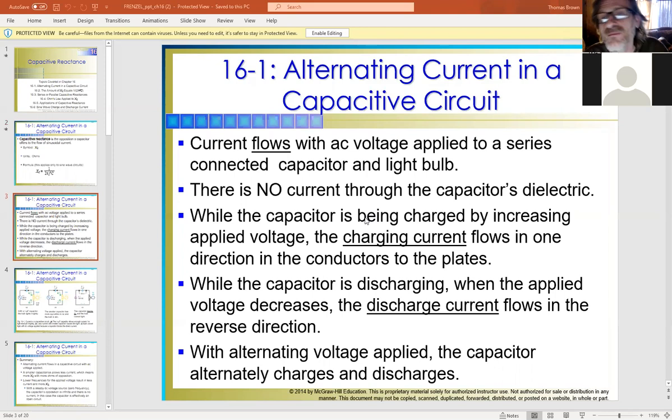And here we see actual statements of what is going on when we do this. So if we look at it, in this case, he has a connected capacitor with a light bulb, and is observing whether the light bulb gets brighter or dimmer to see how current is actually flowing. So the current flows with AC voltage applied to a series connected circuit. It will go through the capacitor and then through the light bulb.